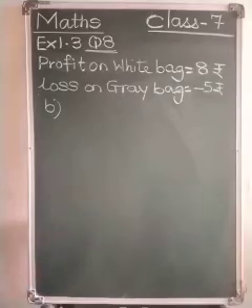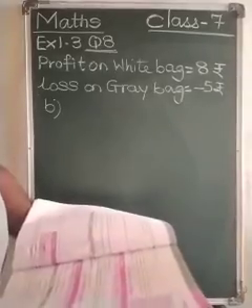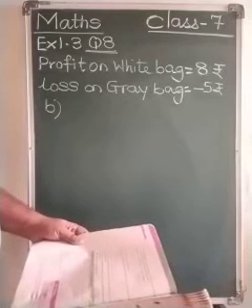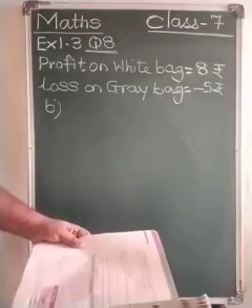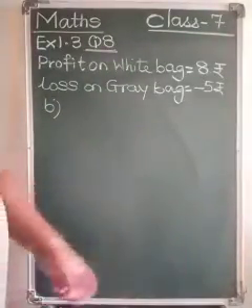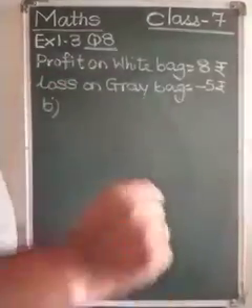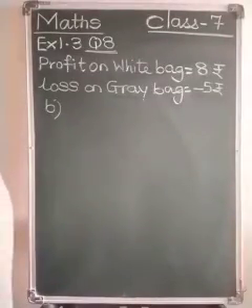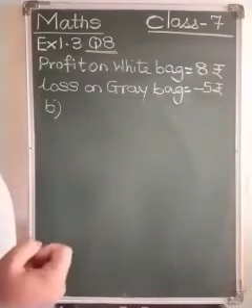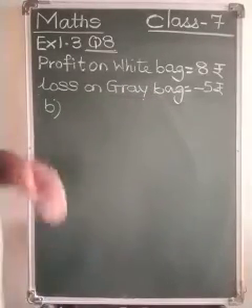Now B part, I will read the B part for you. What is the number of white cement bags it must sell to have neither profit nor loss if the number of grey bags sold is 6400 bags? So in the next month, the company has sold 6400 grey bags. And the company should not have a profit or a loss. So how many bags of white cement should they sell so that there is no profit and no loss?